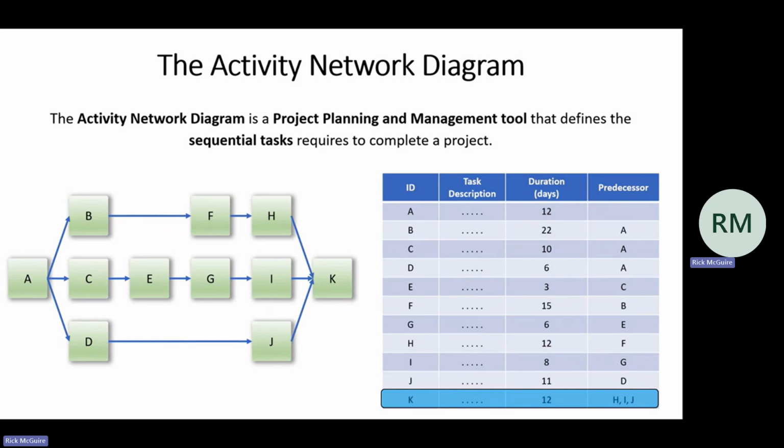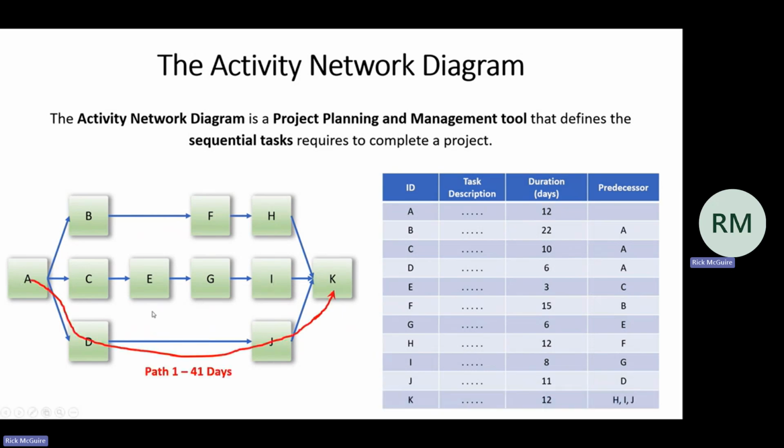Now, this particular diagram has 3 different paths. You can see it down here, 1, 2, and then 3. And so to understand the duration of these tasks, you simply add up the time required to complete each task. So this path is path 1, and if you add up the duration of tasks A, D, J, and K, you're going to come up with 41 days.